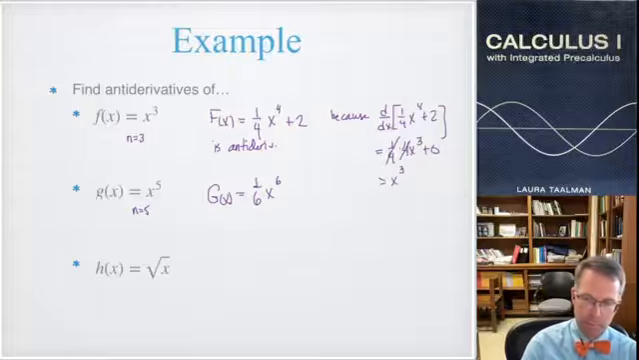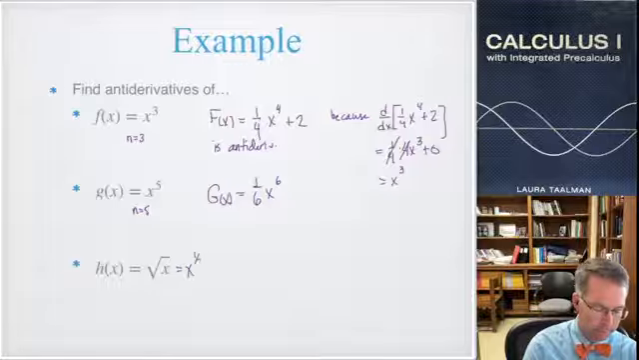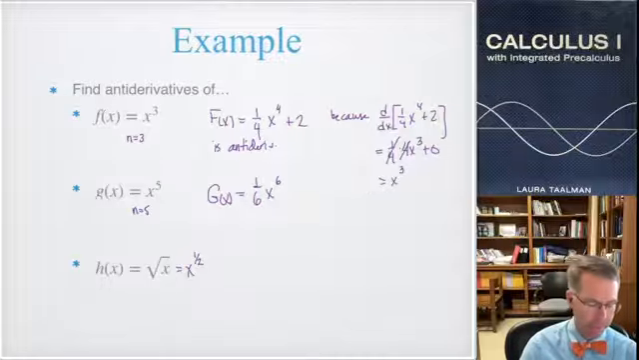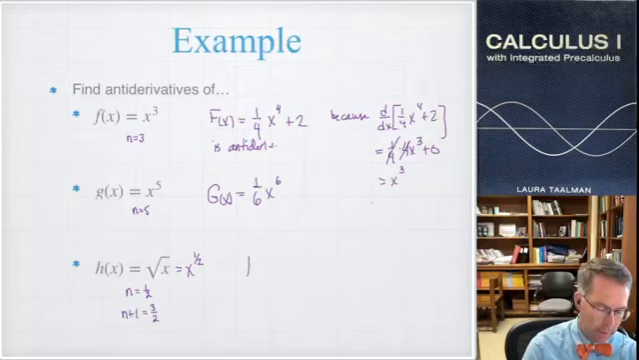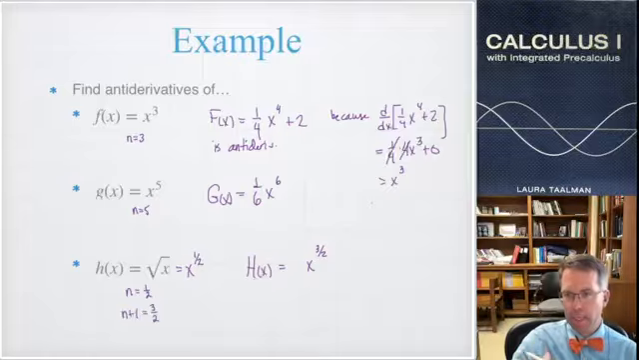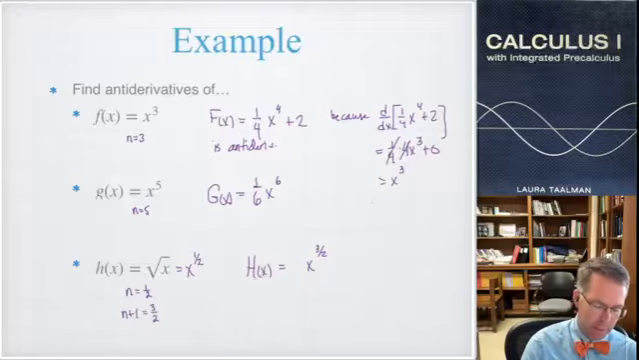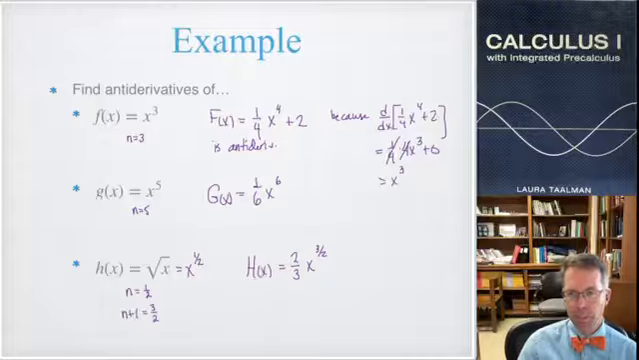Okay? When I see a square root, I can't work with that. I'm going to use a power. So my power is 1/2. The power that's increased is actually 3/2. And so for an antiderivative, I'm going to have x to the 3/2. And I need to divide by 3/2. But instead of dividing by 3/2, it's the reciprocal. I multiply by 2/3. This is an antiderivative.